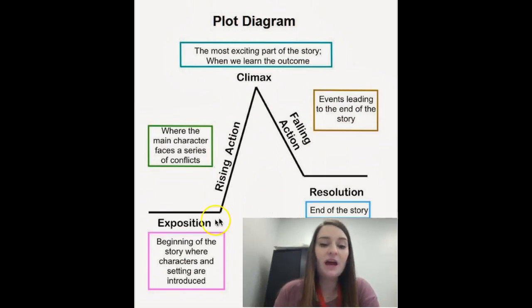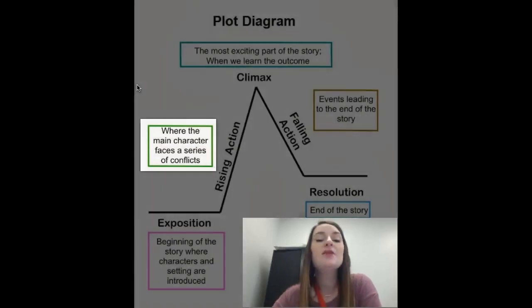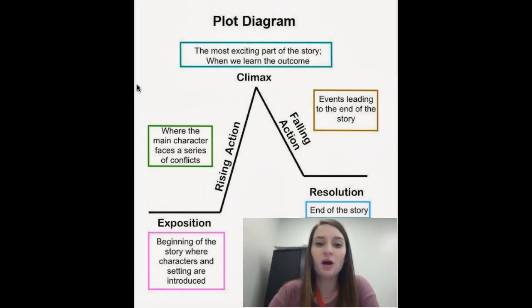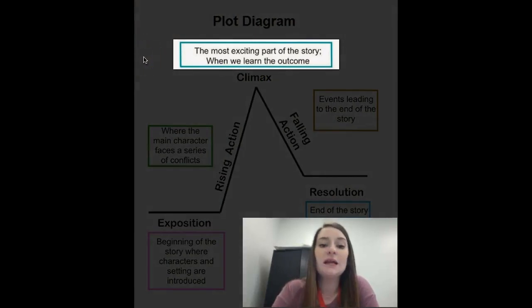Okay, then we have our rising action. We're moving up in the diagram. This is where the main character faces a series of conflicts. Okay, so in every story, there's always some kind of a problem. Conflict means problem. Okay, so that's where you'd fill in the rising action. Then up here we have climax. This is the most exciting part of the story when we learn the outcome.